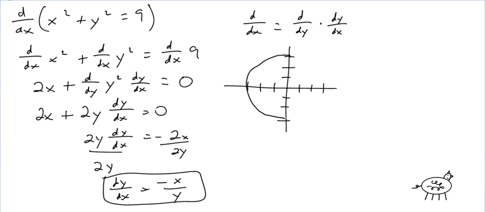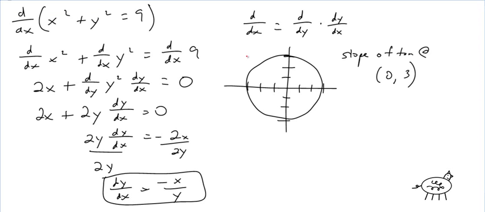And there, that's a rough sketch of that. And if I ask you guys to find the slope of the tangent at (0, 3), it's got to be on that circle. Well, that's up here. And so what should that slope be? It should be 0. Well, of course, if we plug it back into negative x over y, our slope here, we get negative 0 over 3, which is 0. So there we go. Our slope is 0.